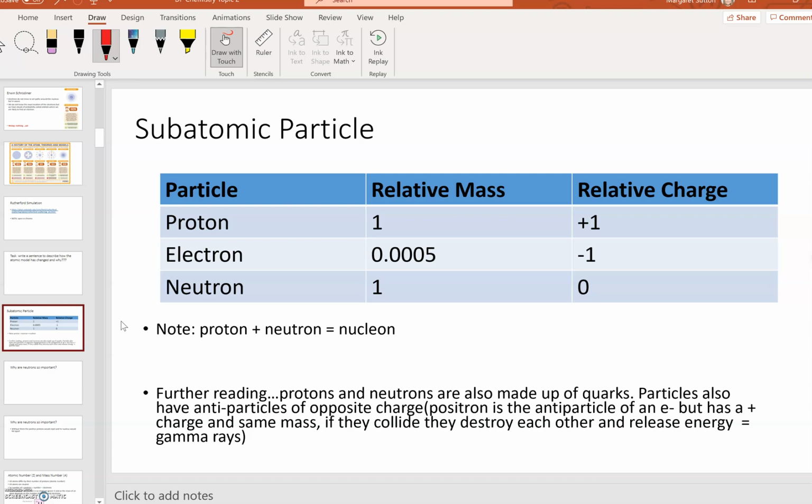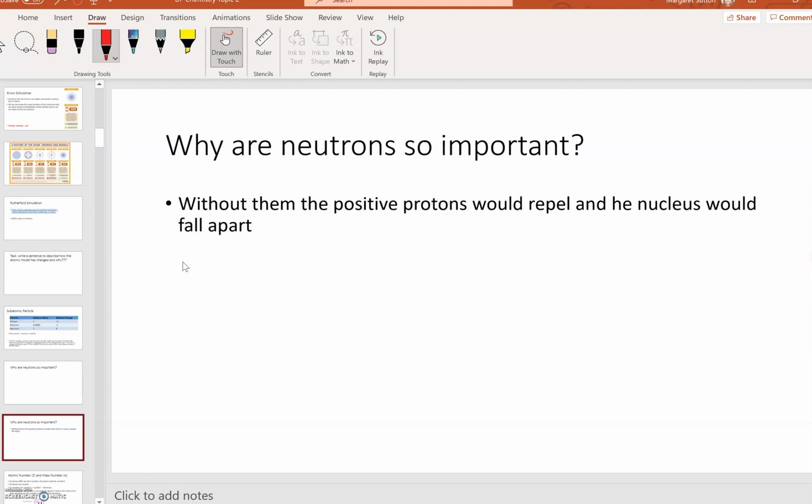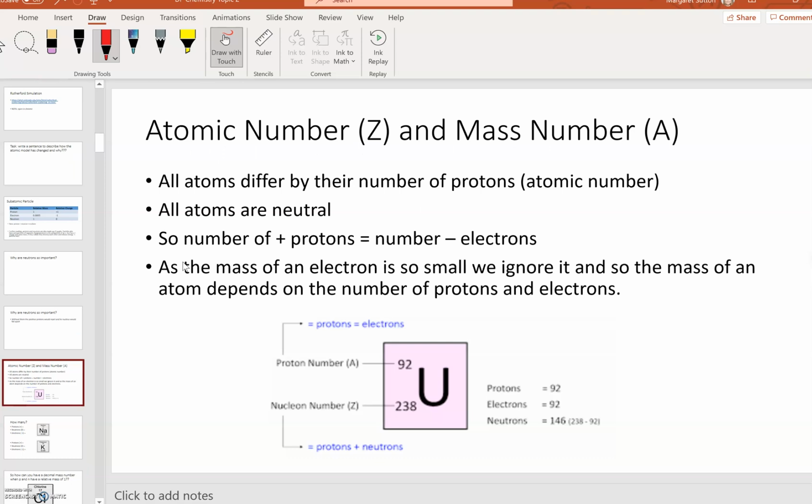It's just really important to understand that the mass of an electron is really, really small compared to the mass of a proton and a neutron. You can see those relative masses there. So why are neutrons so important to our atoms? Neutrons allow the atom to actually stay together, because otherwise we'd have only positive protons in the nucleus, and we know in chemistry opposite charges attract and like charges repel. So if we only had positive protons, those protons would repel and the whole nucleus would fall apart.